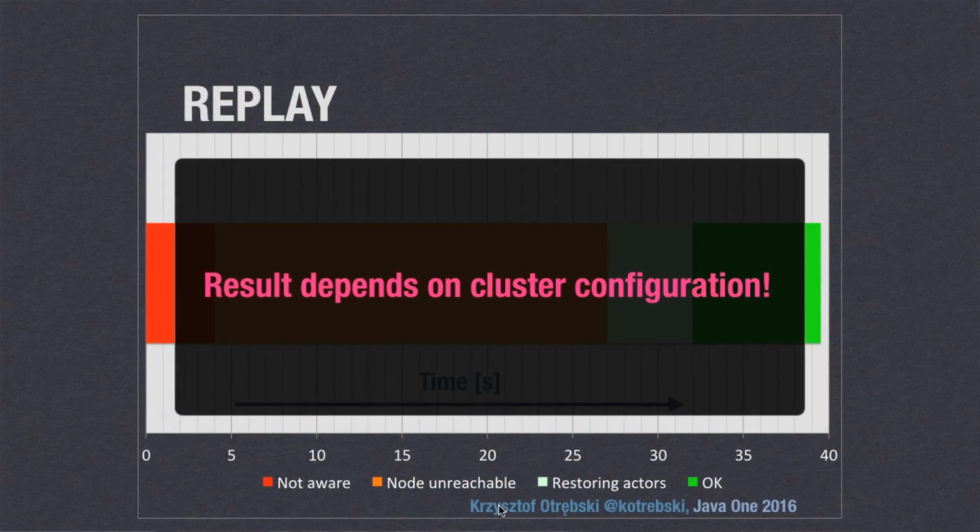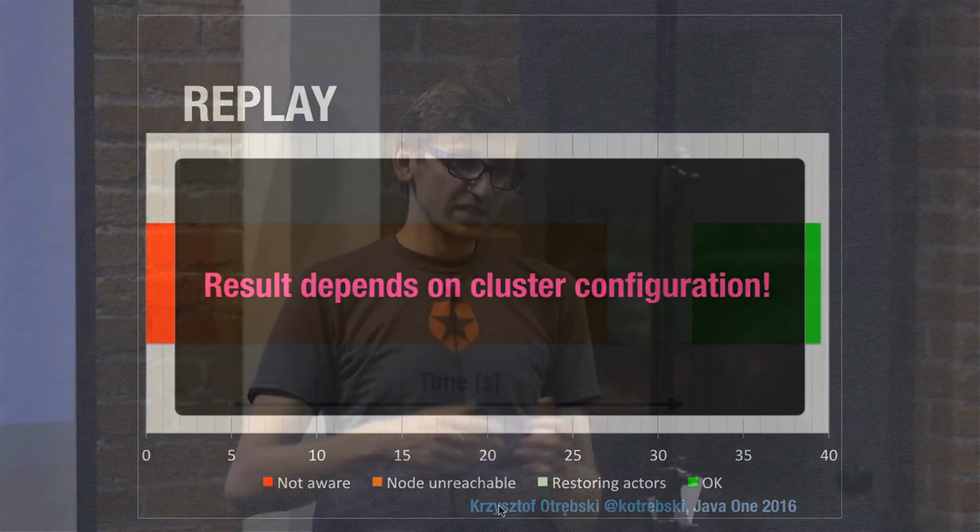OK, and this result depends on your cluster configuration. In my example, I have used something called auto-down time. It means that after a specified number of seconds or minutes, the node will be dropped. But you can say, OK, I don't want to do this automatically.